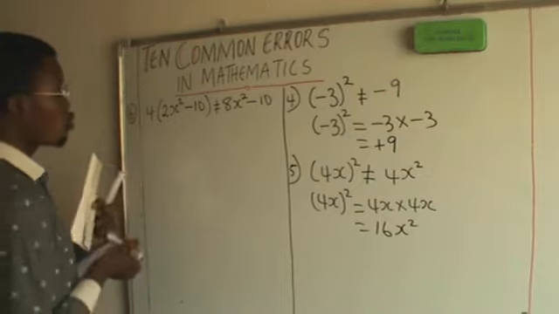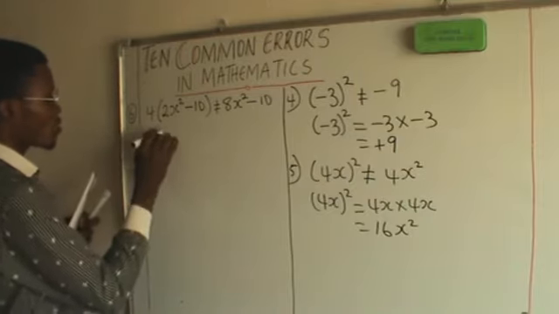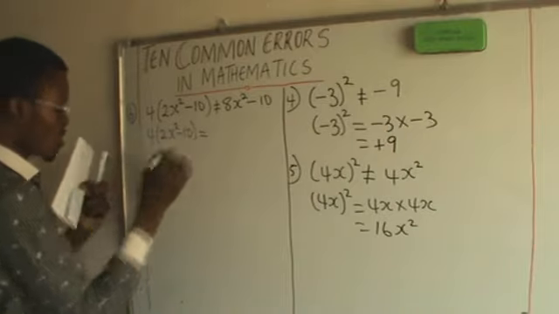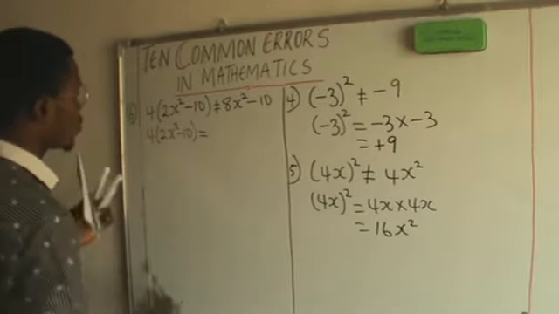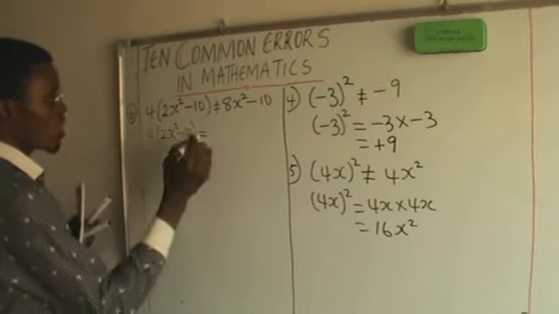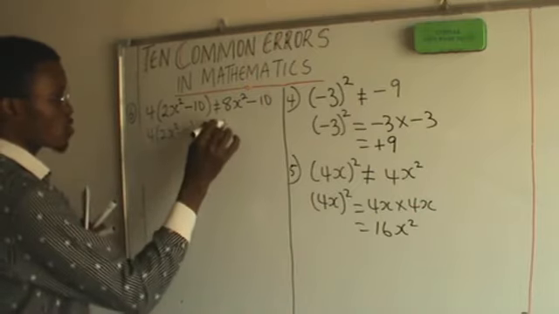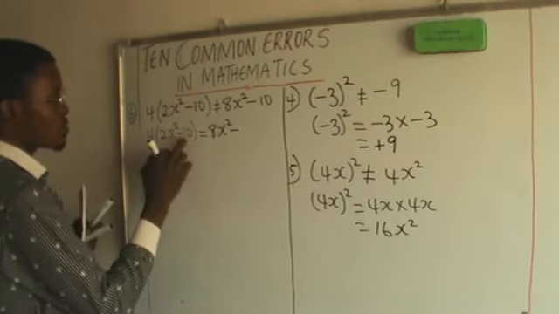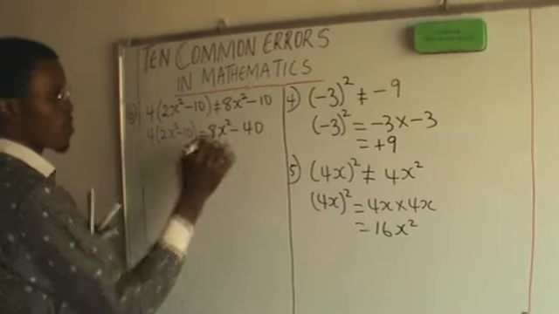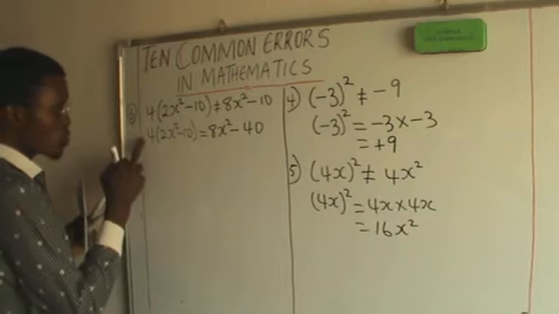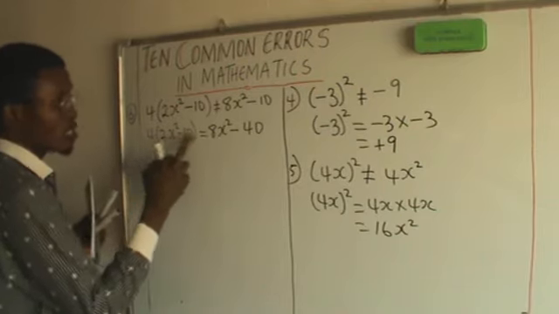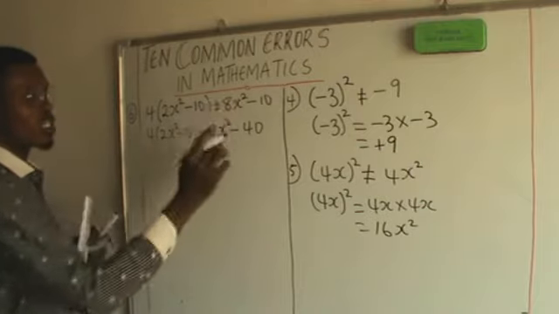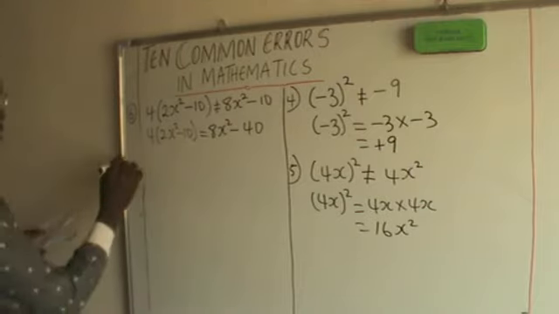Alright, so what do we do? 4 into 2x squared minus 10. The right thing to do is to distribute evenly. Right? How do we do that? 4 times 2x squared will give us what? 8x squared, which is the same as this. We have a minus, right? 4 times 10 is what? 40. Take note, there is a positive sign here, so positive times negative is always negative. So 4 times 10 is what? 40. So this is the right expression and not this.